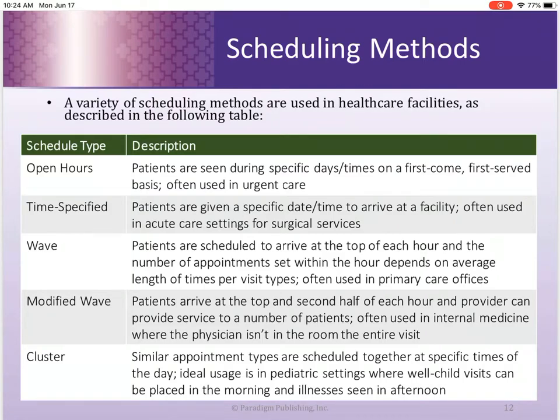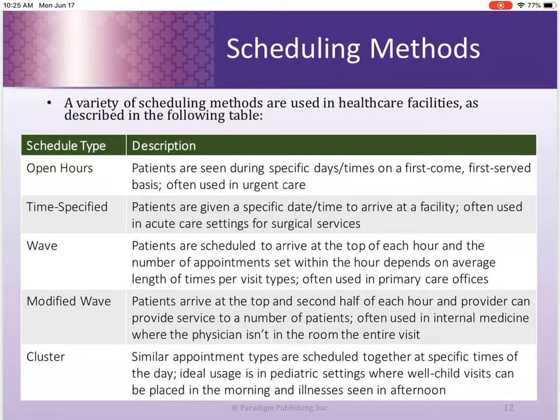Patients are seen throughout certain time frames or on a first come, first served basis. This type of scheduling is typically used in your urgent care setting. So you just walk into the clinic, you sign in, and you're put in a queue basically, and the first person that comes in is the first one to be seen. Second person to come in is the second person to be seen. So that's how our urgent care clinics work.